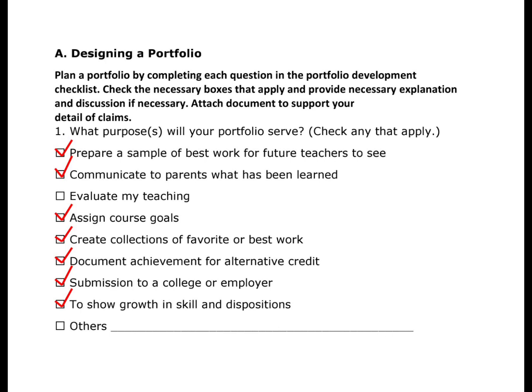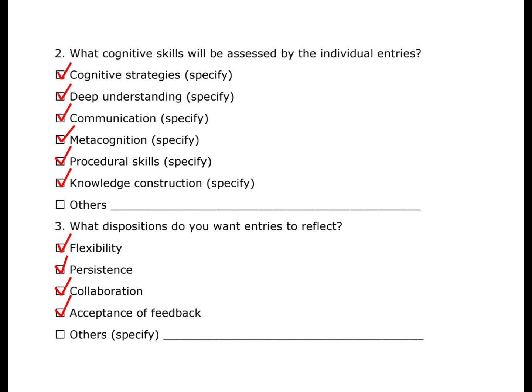My third check is assign course goals. Fourth is create collections of favorite or best work. My fifth check is document achievement for alternative credit. My sixth check is submission to a college or employer. And the last one is to show growth in skills and disposition. So as you can see, I didn't evaluate my teachings. Let's proceed to number 2.